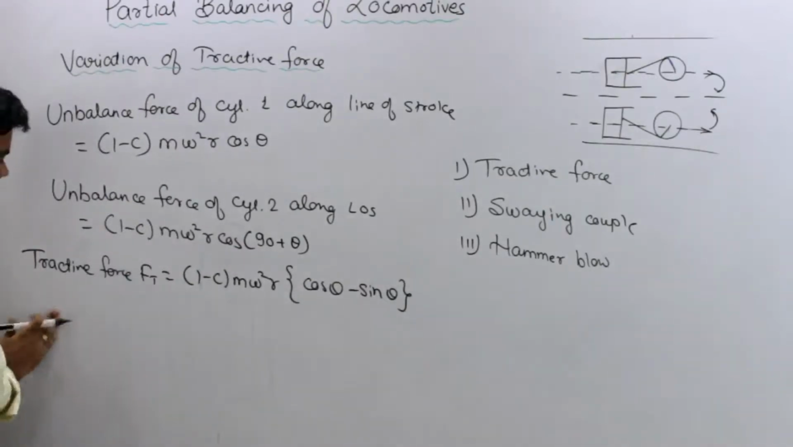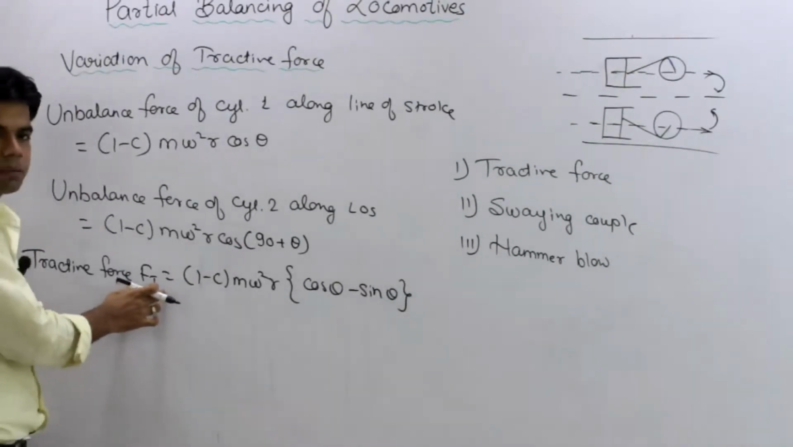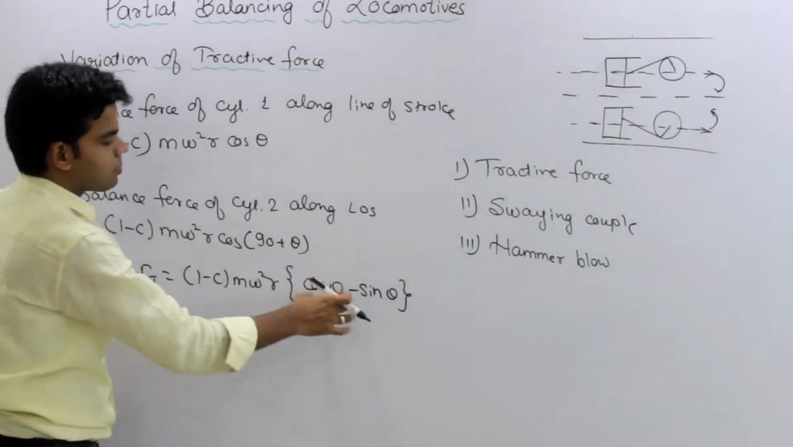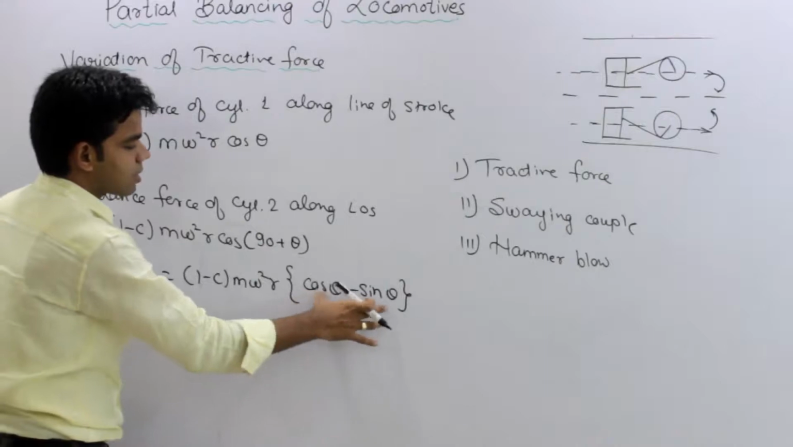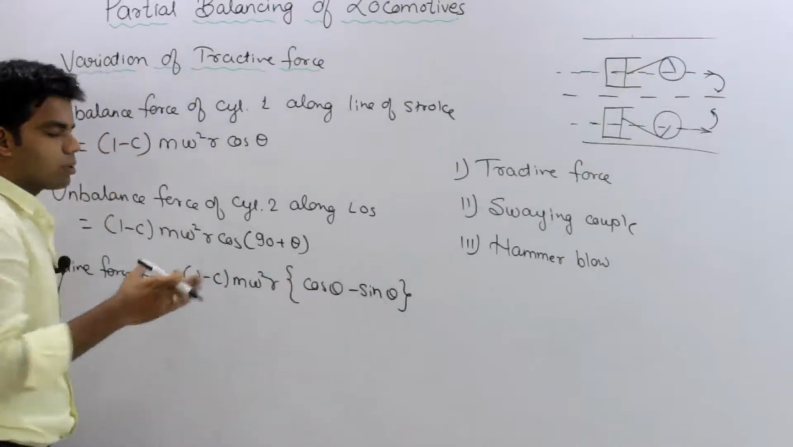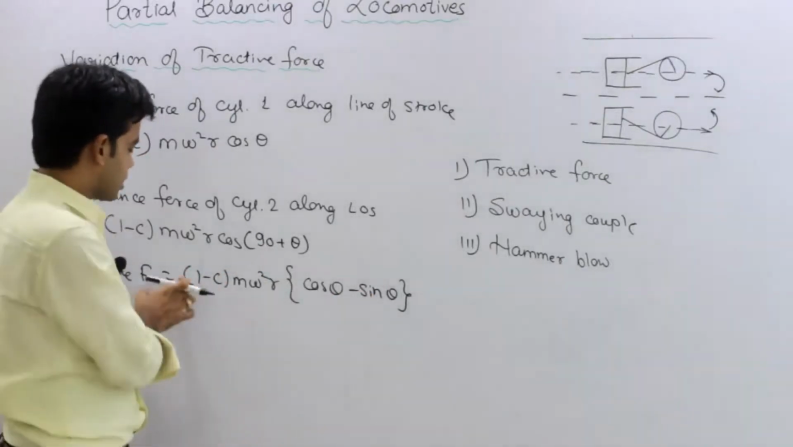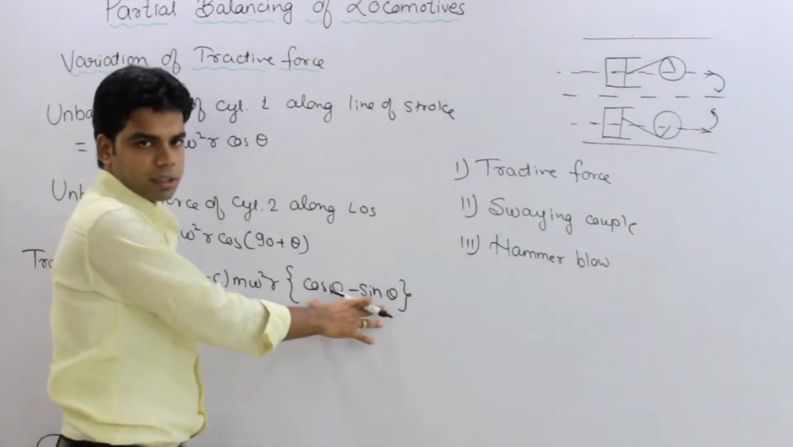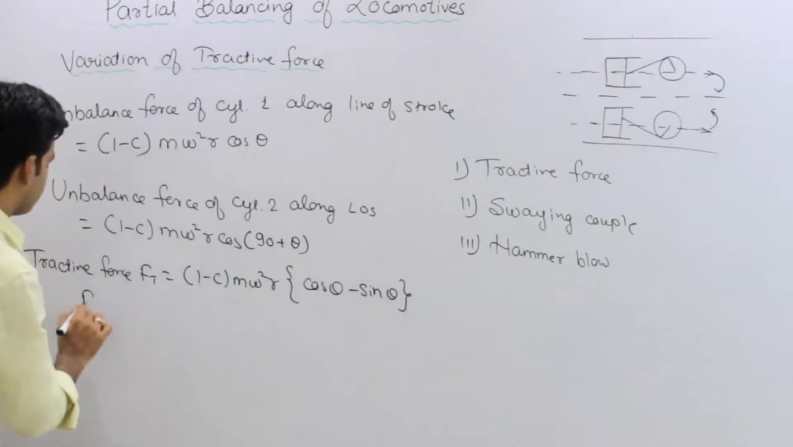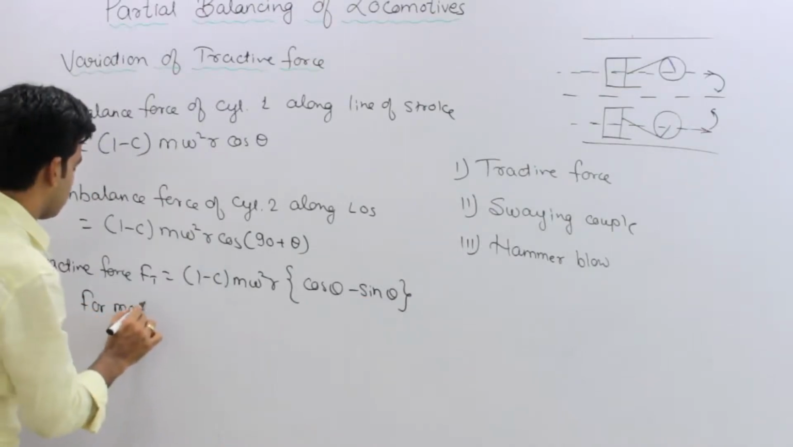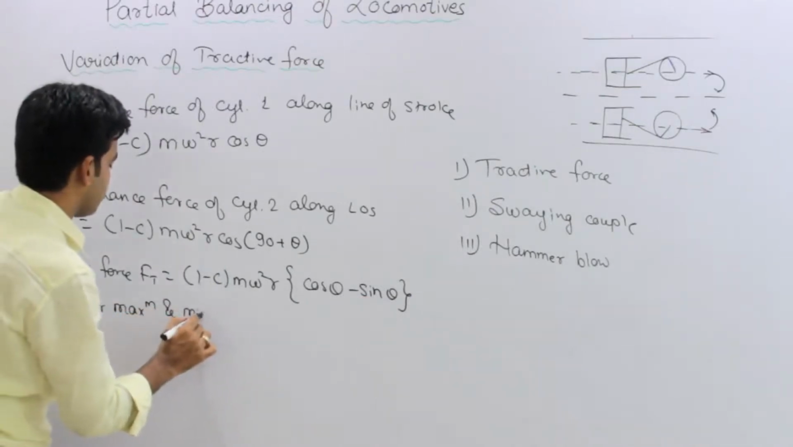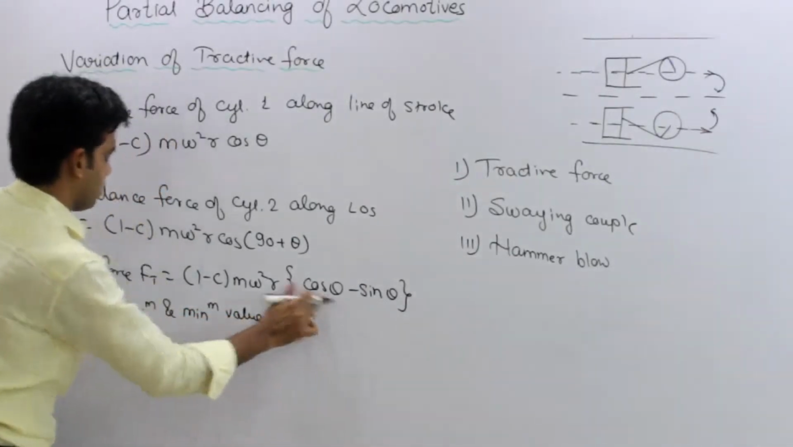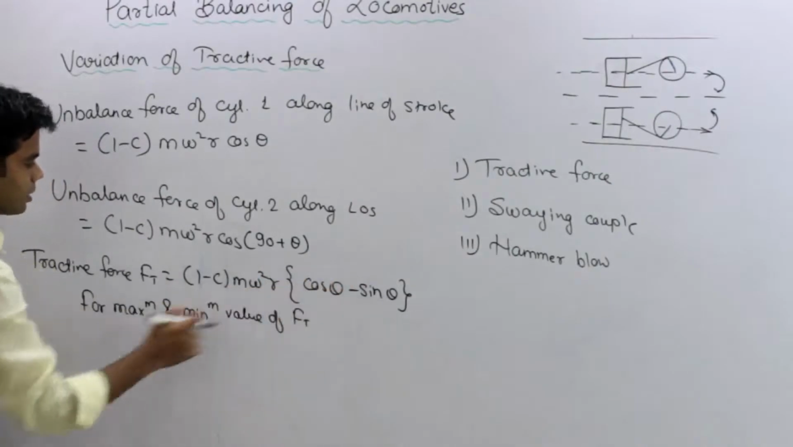Okay, now for the maximum and minimum value of this tractive force Ft, obviously this tractive force is dependent upon only one variable, and that is theta. So if we want to calculate the maximum and minimum value of this Ft, it should be the maximum or minimum value of cos theta minus sin theta. So for the maximum and minimum value of Ft, differentiate this and equate it to 0.